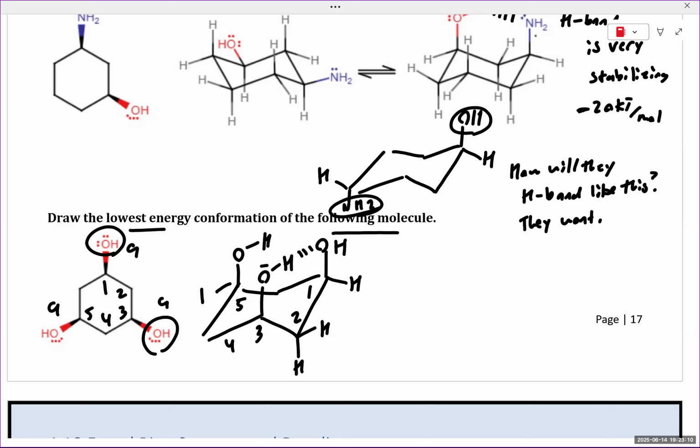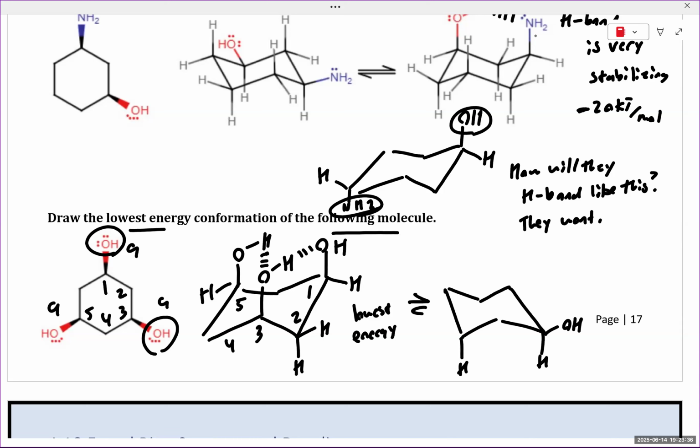As you can see, when all of these hydroxyl groups are axial, they're capable of hydrogen bonding, and this will be the lowest energy conformation because we have multiple hydrogen bonds occurring. This conformation is far more stable than the alternative tri-equatorial conformation, where in this case, the alcohols are not in close enough proximity to hydrogen bond.